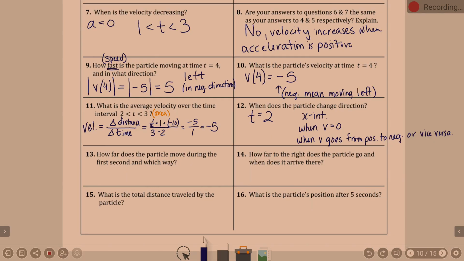Wrong way. Pre-calc, anybody? No. Okay. Actually, yes. Kind of. I don't know. They're not crazy about the quiz they took yesterday.